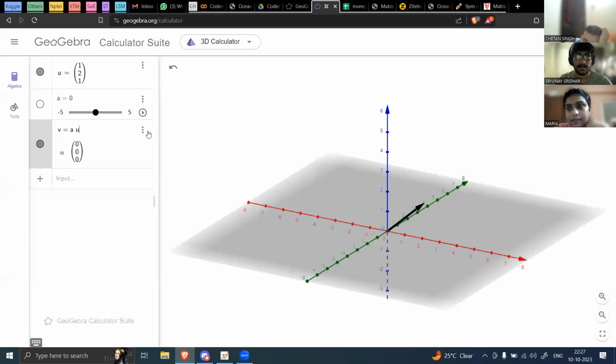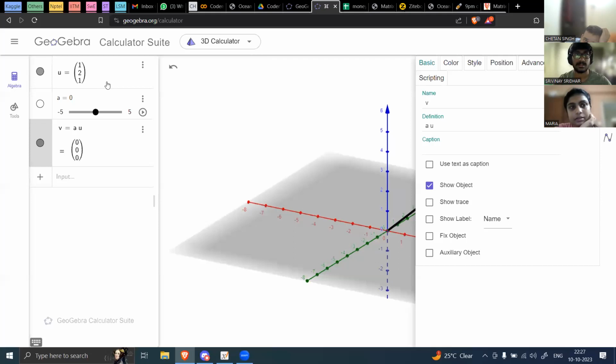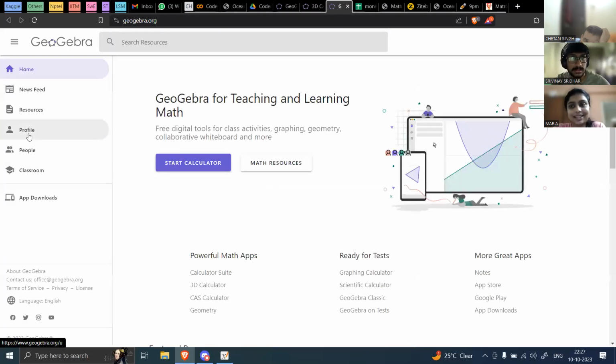Someone's asking for the previous GeoGebra link in the chat. Sure, if you have that, see. One second, I think that's deleted. No, I saved it. No worries.